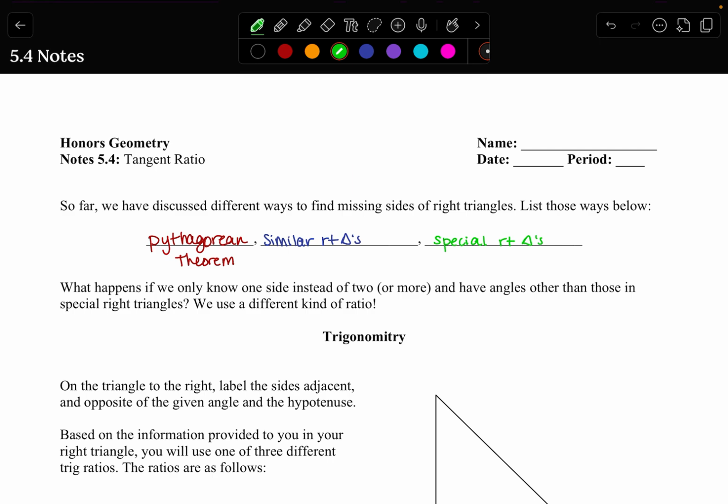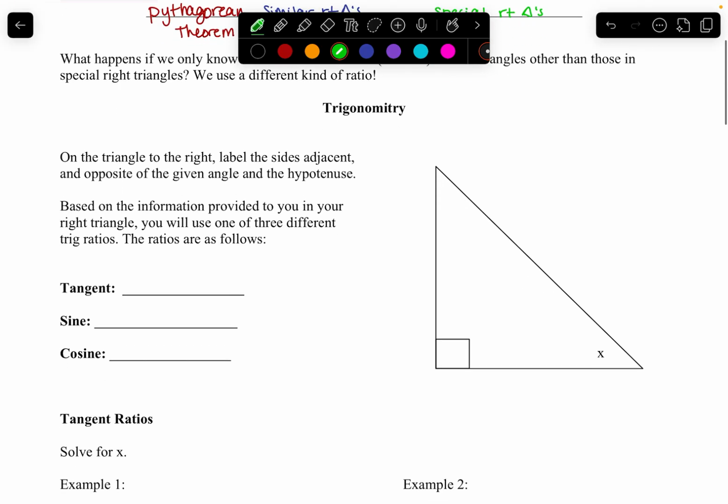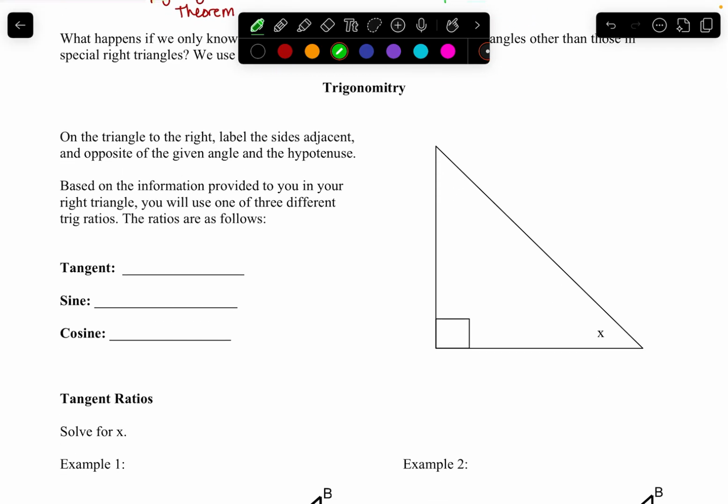So what happens if we have an angle like 53 or an angle like 61, something that is not our 30, 60, 90, 45, 45, 90? Well, we need to find a different ratio that we can use, and that's where trig comes in. So the first ratio that we're going to be using is called tangent, okay? And here it says, on the triangle to the right, label the side that is adjacent and opposite of the given angle, and then I also want you to label the hypotenuse. Based on the information provided to you in your right triangle, you will use one of the 3 different trig ratios. The ratios are as follows.